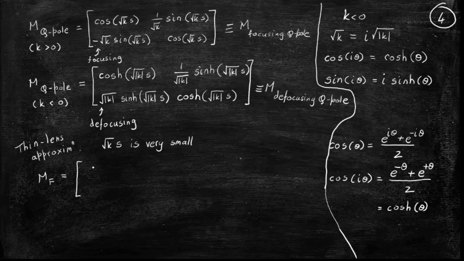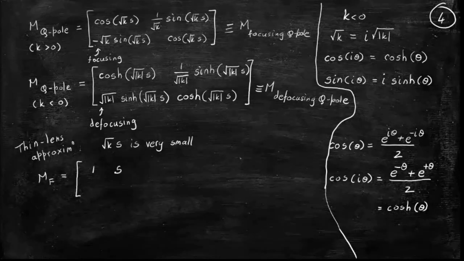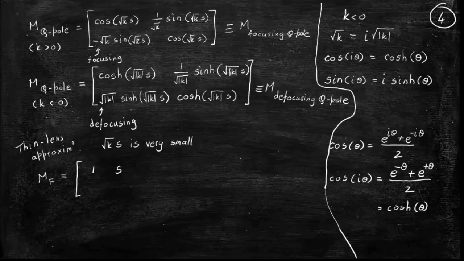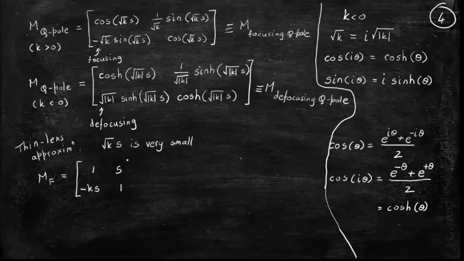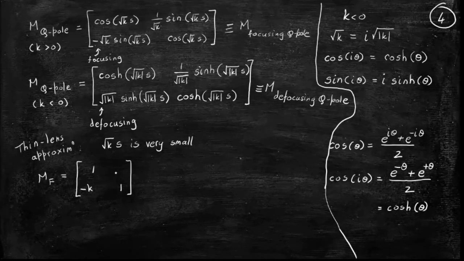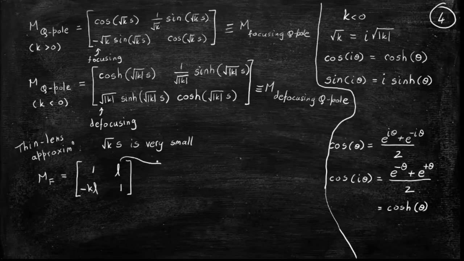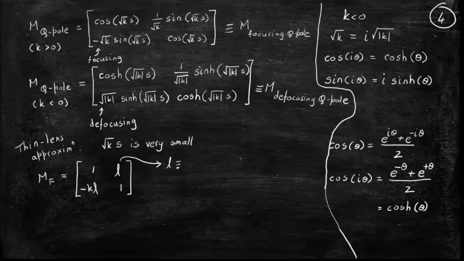You can write them as cos of small number is just 1. Sine of small number will be just that small number. So this will be s. Similarly, here you will get... or there is a slightly better, or not necessarily better, but more conventional way of writing this, where L is the length of the quadrupole.